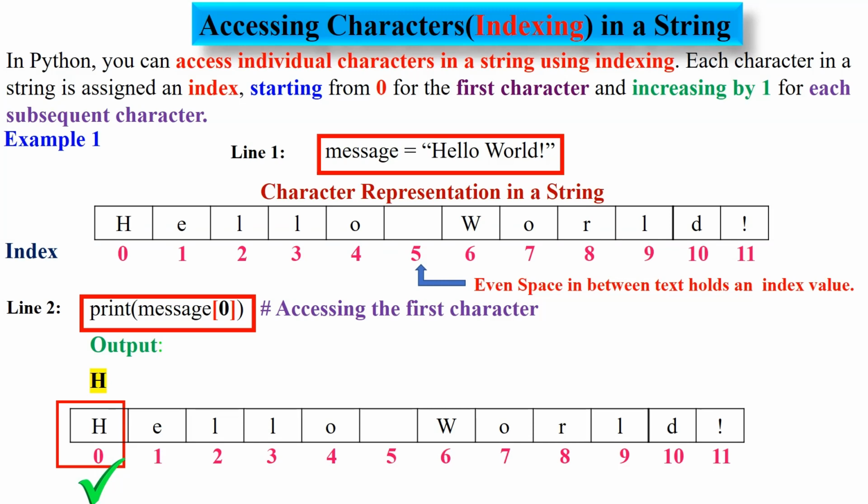Now come to line 2 of the Python code. In this code, the variable message contains the string hello world. To access specific characters, we use square brackets after the variable name, providing the index of the character we want to access. I have highlighted the square brackets in red color. In the print statement, message[0] accesses the character at index 0, which is the letter h. So the output is h.